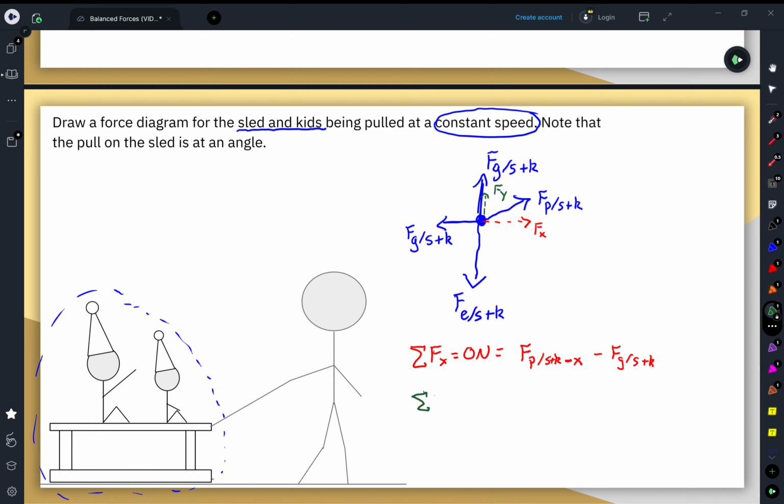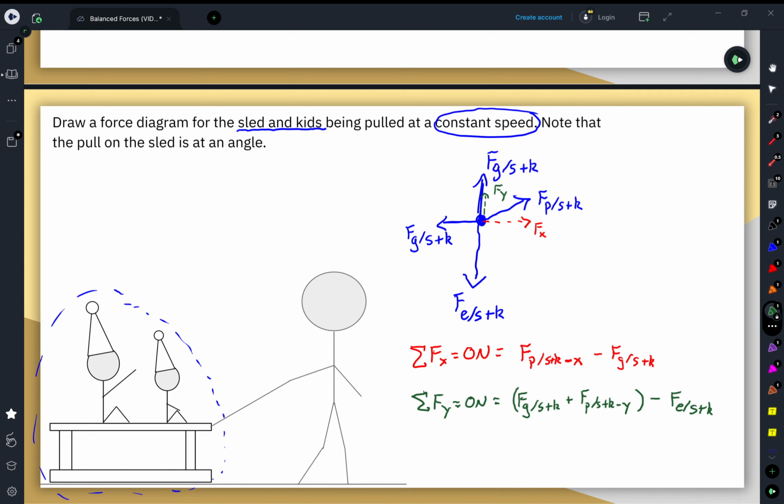And for the vertical components, those two should be balanced because overall the sled is moving at a constant speed. So that means that those two upward forces, the force of the ground acting on the sled and the kids, and some amount of the force of the person acting on the sled and the kids, that vertical component, those two combined should balance out the pull of the earth acting on the sled and the kids.